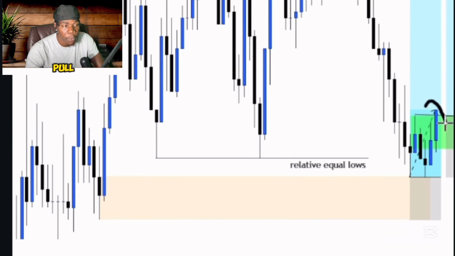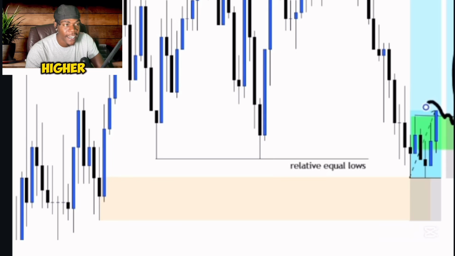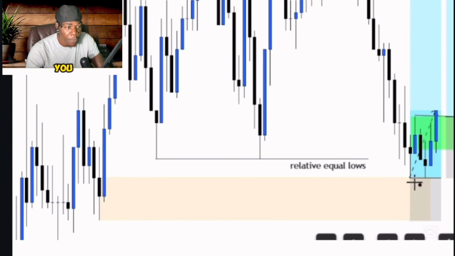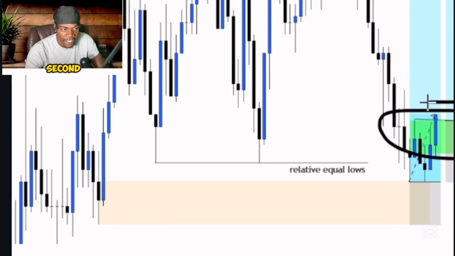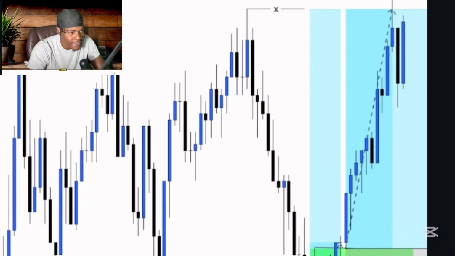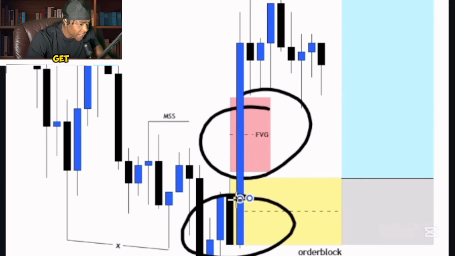You just want to see price pull back and give you a wick entry to then extend higher to clear these highs right here. So if you miss this first entry, this could have been your second entry. Nice and simple. Fair value gap in the order block, you're going to get the best entries.